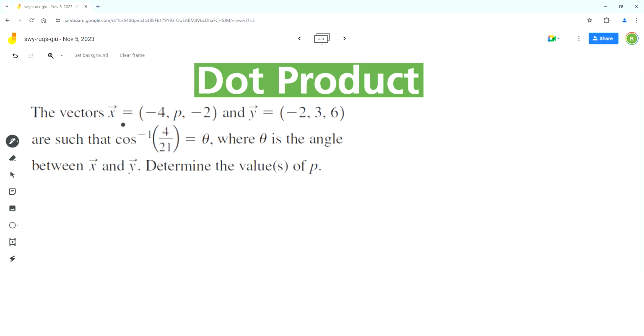So we are given vectors x and y, and theta is the angle between the vectors. That tells us that we have to use the dot product equation to solve this problem. So we can start by writing the dot product equation.